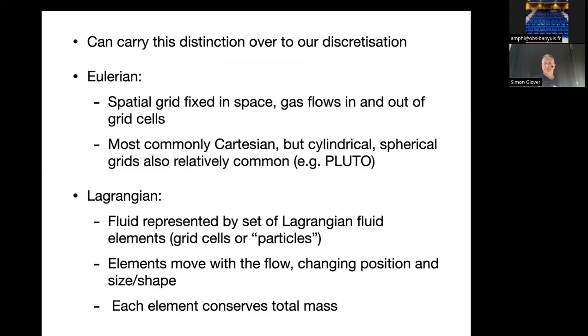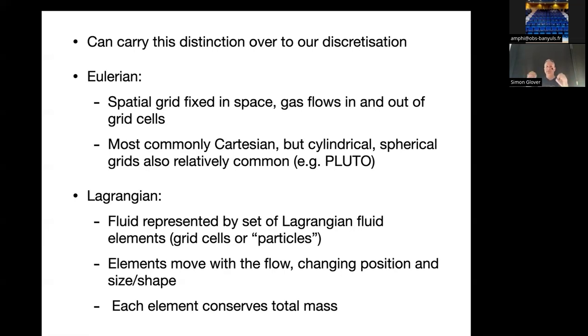So we can basically discretize flows in two different ways, depending on whether we adopt an Eulerian perspective or a Lagrangian perspective. For the Eulerian case, we have some spatial grid which is fixed in space. It's commonly a Cartesian grid, but not always. Sometimes it's more convenient to take something like cylindrical polar coordinates or spherical polar coordinates. For instance, if you're modeling something like an accretion disk, cylindrical polars are often a much better choice than Cartesian coordinates.